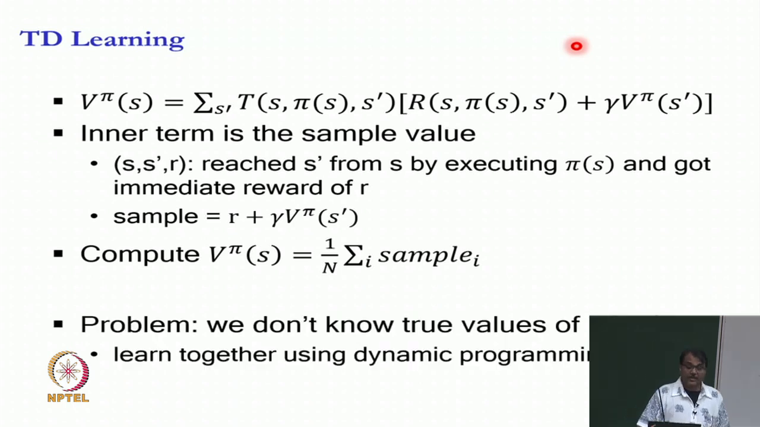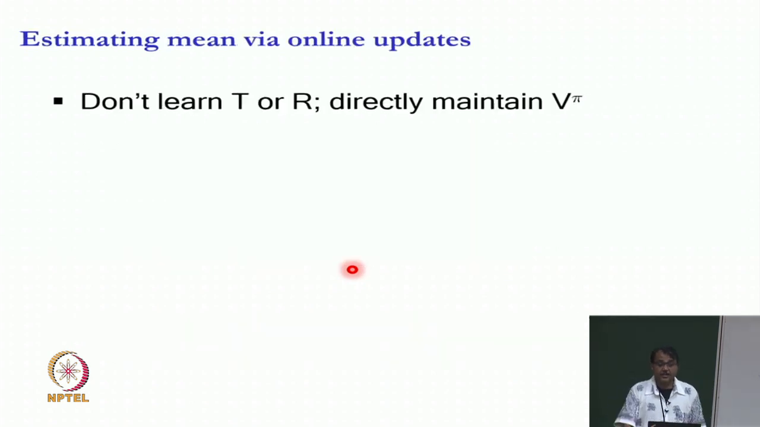Now, of course, there is a problem, we do not know the true values of V pi of S prime, but that is okay. We are just going to do dynamic programming. So, we will maintain the current version of V pi of S, and then we will be in some state S, we will take the policy, get to S prime, then compute this sample value and change the value of that particular S and nothing else. This is model free because we are not learning T or R, notice. We do not care what the transition function is, we do not care what the reward function is, we are directly estimating V pi.